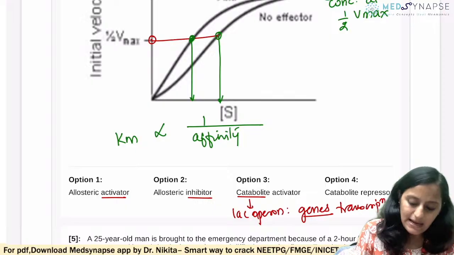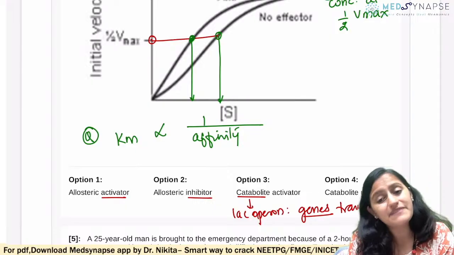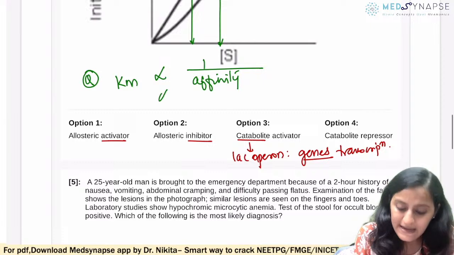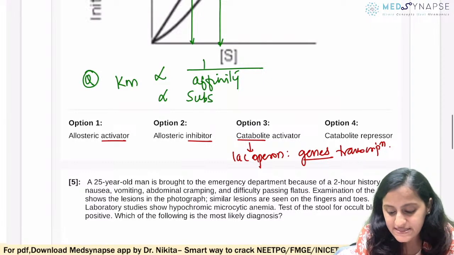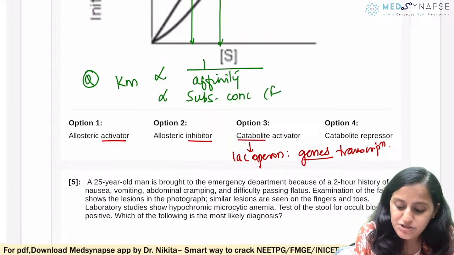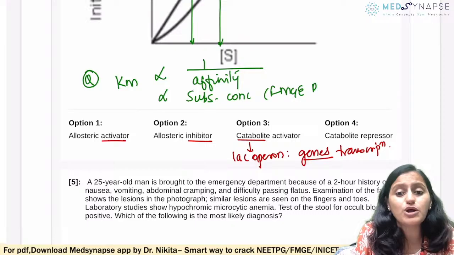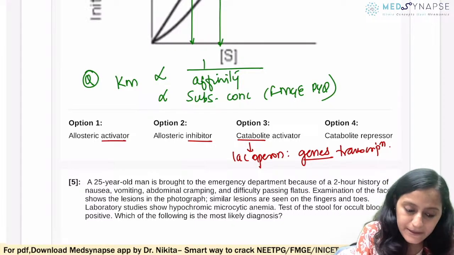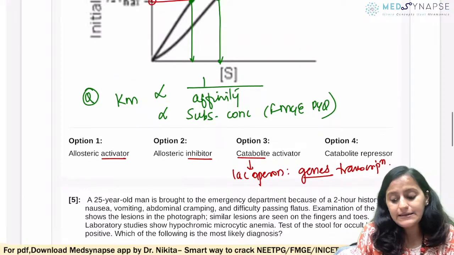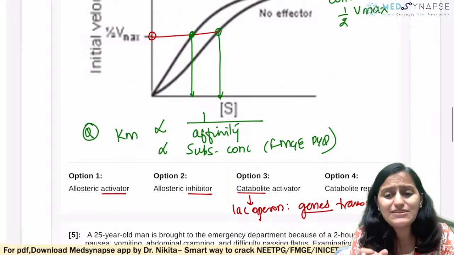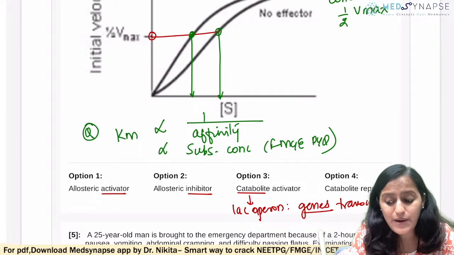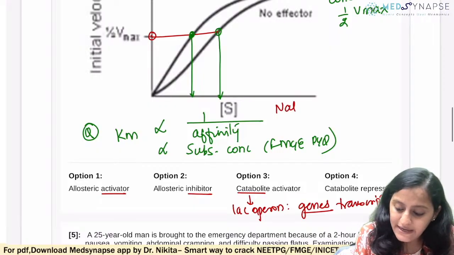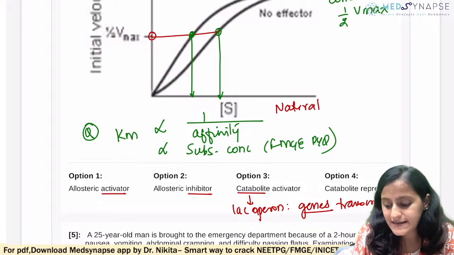So this is another important point that you should remember, very frequently tested. Km is inversely related to affinity, and as the FMGE PYQ asks, it is directly related to substrate concentration, because that is what we say, that Km is substrate concentration. And a natural substrate of an enzyme is the one which has the maximum affinity. So that is how you identify. This is also a PYQ that has been asked.